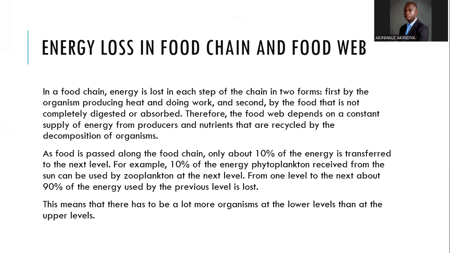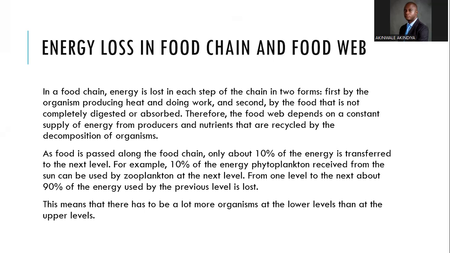So, as food is passed along the food chain, only about 10% of the energy is transferred to the next level, which means about 90% is lost. For example, 10% of the energy phytoplankton received from the sun can be used by zooplankton at the next level. From one level to the next, about 90% of the energy used by the previous level is lost.